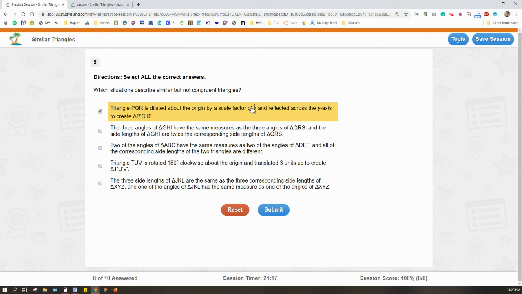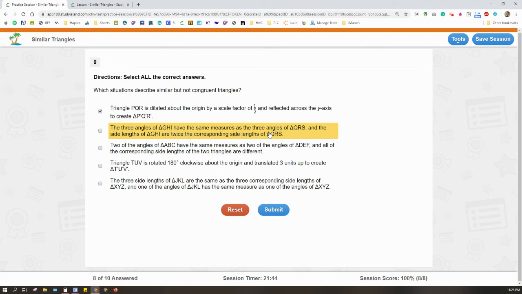You dilate something by a scale of 1/2. That's making it smaller. That's fine. Then it doesn't matter if you reflect it, translate it, rotate it, or anything else. You get a similar triangle. Next one. The three angles of triangle GHI have the same measures as the three angles of triangle QRS. And the side lengths of triangle GHI are twice the corresponding side lengths of triangle QRS.